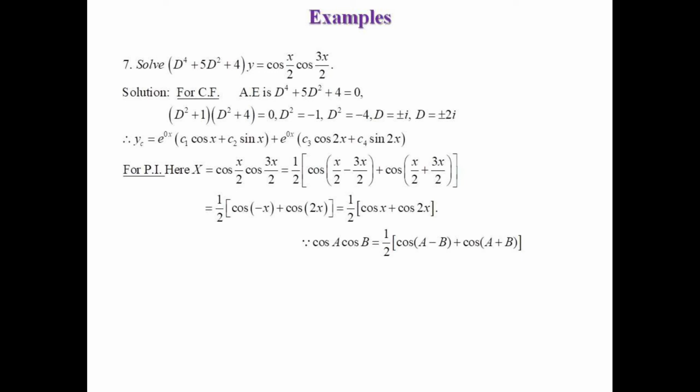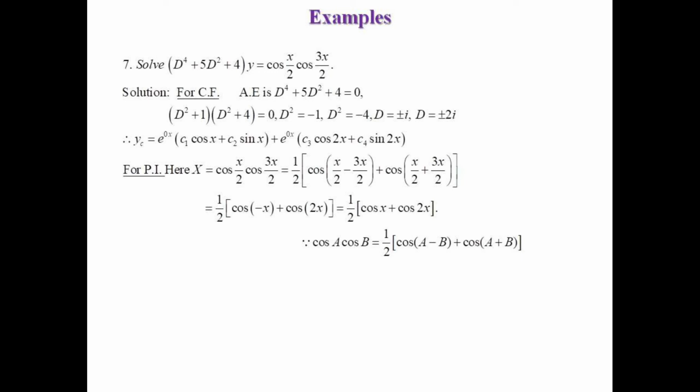If we try to find the complementary function, the auxiliary equation is D raised to 4 plus 5D square plus 4 equal to 0. Now this equation is in the 4th power of D. Whenever an equation is in the 4th power of D, there are generally two possibilities. The first is that we split the middle term into two parts. The second is that we make a perfect square of the given equation, or factor it, so that we get the perfect square.